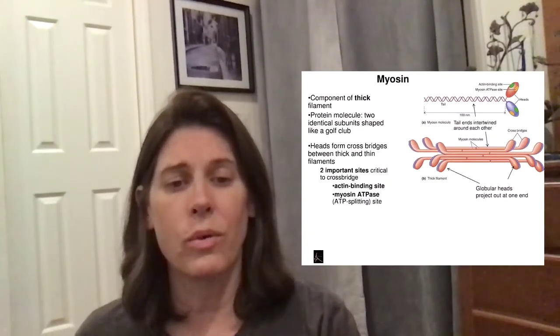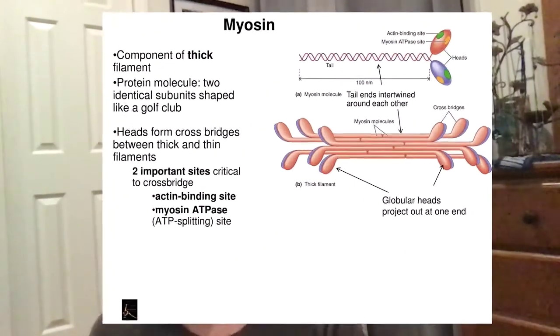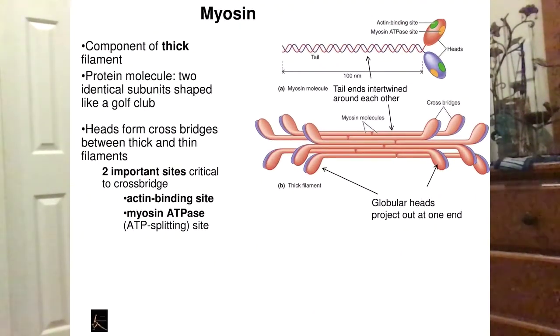Looking at its structure, we can now understand how it interacts with actin. Again, it looks like a golf club, and the part that interacts with actin is the head. You can see there's actually a double head on it. And when the head can reach up and bind with actin, we call that a cross bridge.